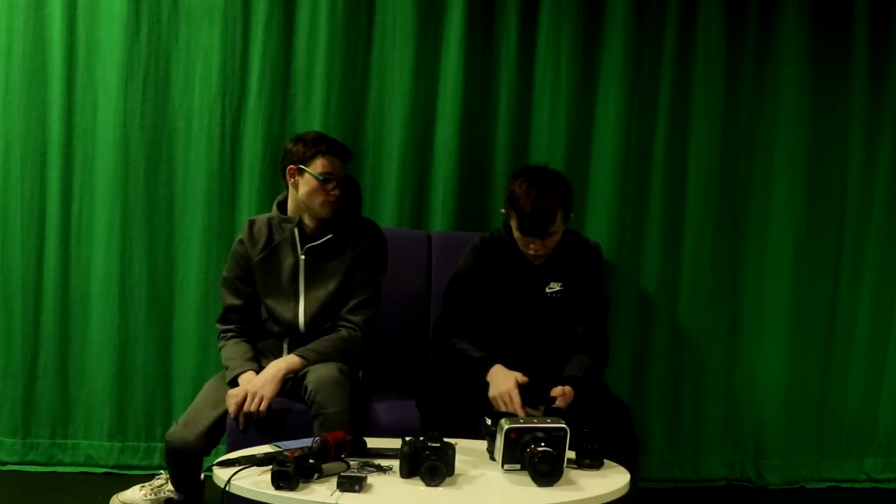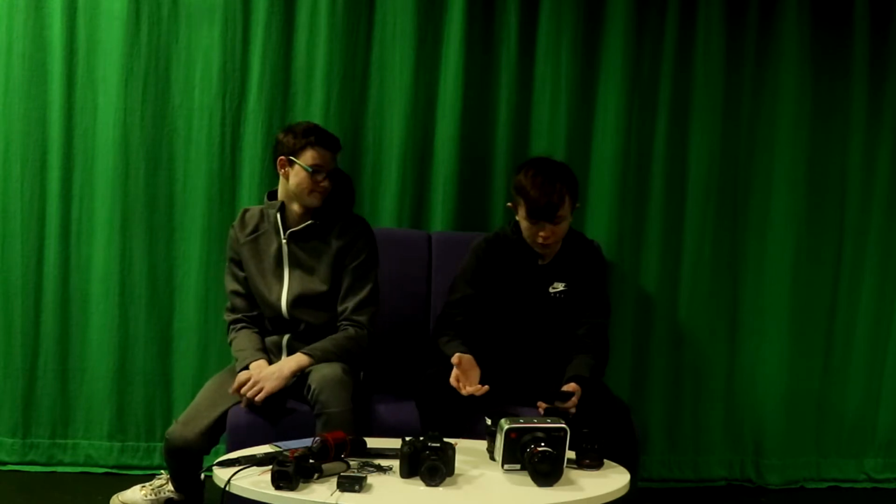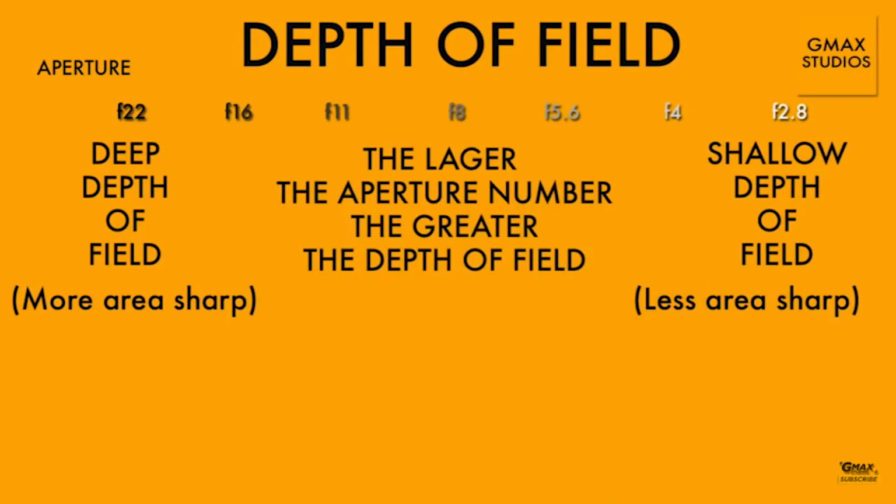So exposure. Stuff that affects exposure is aperture, and these are known as f-stops. So a wider aperture, e.g. f5.6, will give you a shallow depth of field, and a narrower aperture, f22, gives a deep, broad depth of field. The F stands for focal ratio. Essentially, the larger the aperture number, the greater your depth of field. So that's about your aperture.